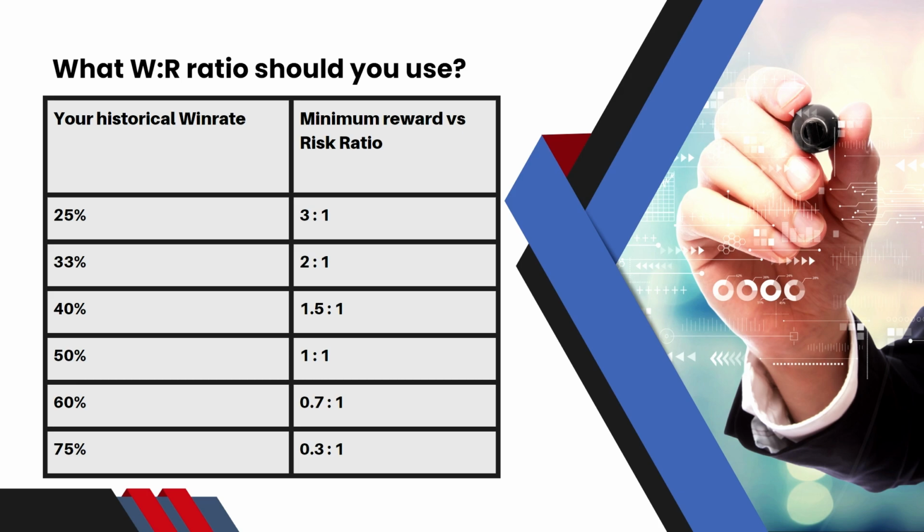So what win rate ratio should you use? So if you look here, you can still have a very modest win rate and be profitable anywhere from 25% to 50%. You're going to be profitable as long as you win half of your trades. So I try to stay in the middle there around 50% win rate.